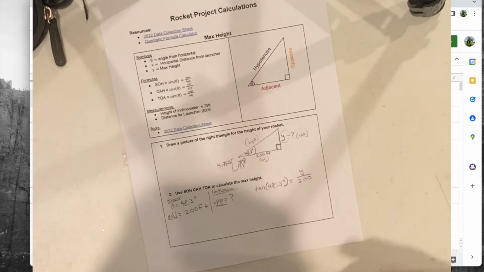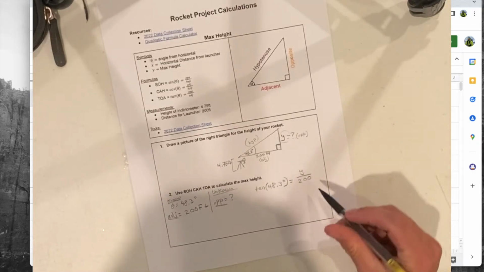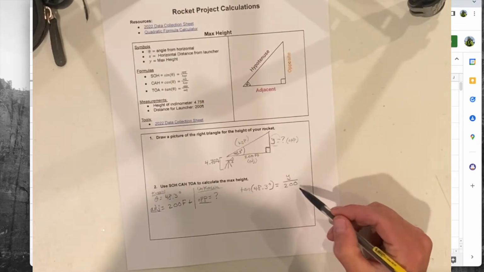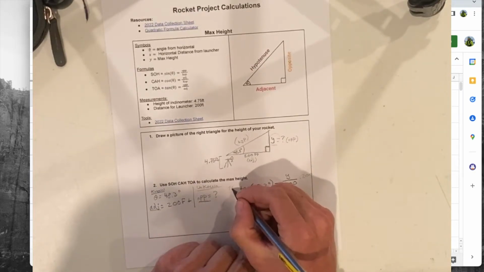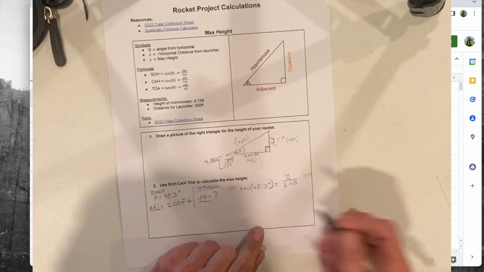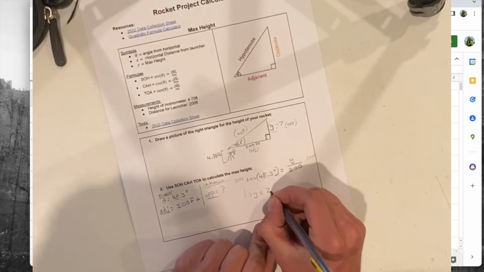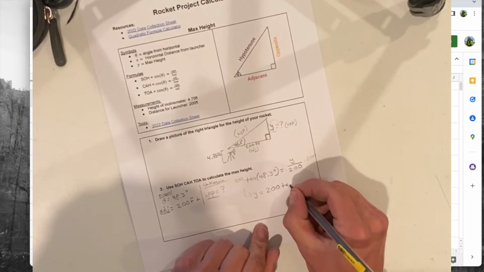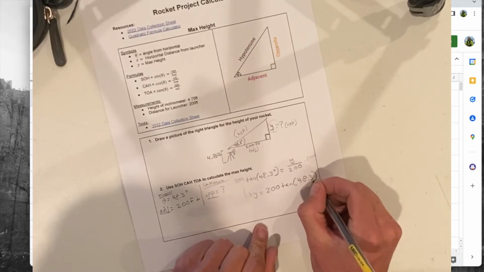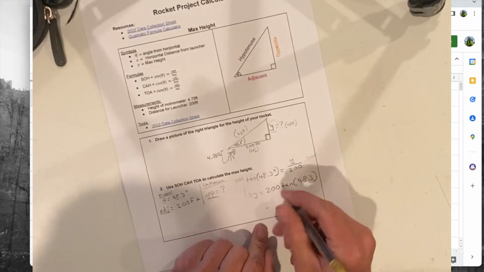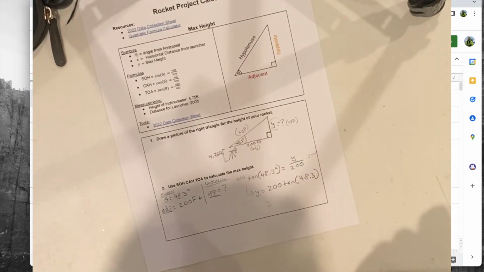And then our last step to figure out what our maximum height is to solve for y. And so I'm dividing by 200 here. And so to get the 200 to the other side, we need to multiply by 200 on both sides. And that leaves us with y equals 200 times tangent of 48.3 degrees. And if we bust over to Desmos, we can figure out exactly what that is.